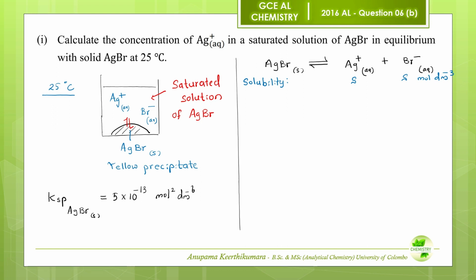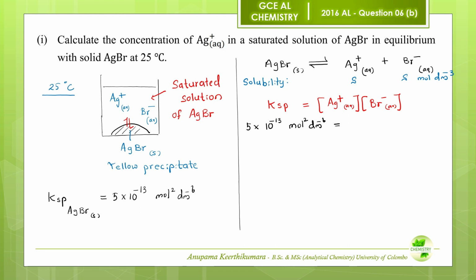Next, we have to write the Ksp expression for the given equilibrium. Ksp equals concentration of Ag plus ions times concentration of Br minus. Next, substitute values for this expression. Solubility product of AgBr at 25 degrees is 5 times 10 to the negative 13 mole squared dm negative 6.